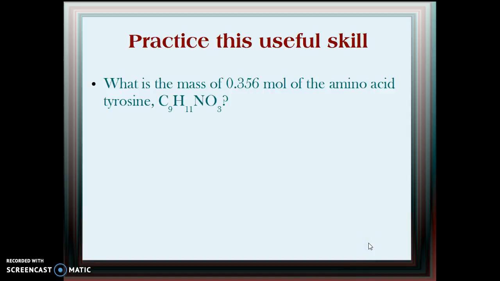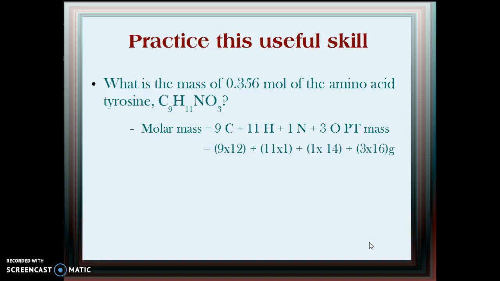What's the mass of 0.356 moles of the amino acid tyrosine, C9H11NO3? Well, the molar mass requires 9 carbons, 11 hydrogens, 1 nitrogen, and 3 oxygens. We look up the periodic table mass and we see 9 times 12 plus 11 times 1 plus 1 times 14 plus 3 times 16 grams. That would be the molar mass. And that's 181 grams per mole.